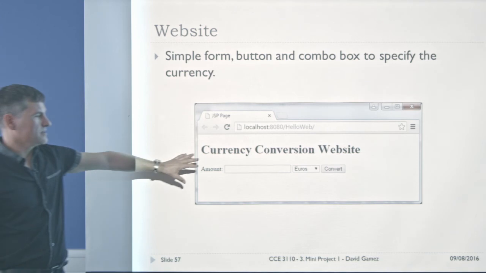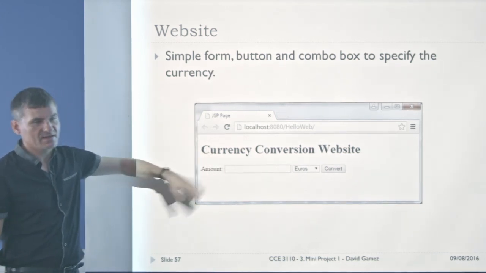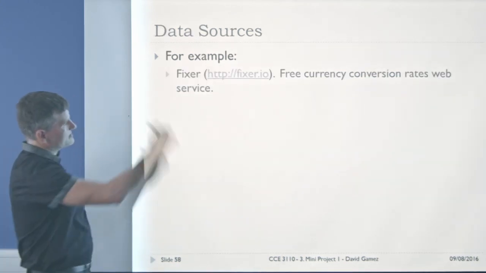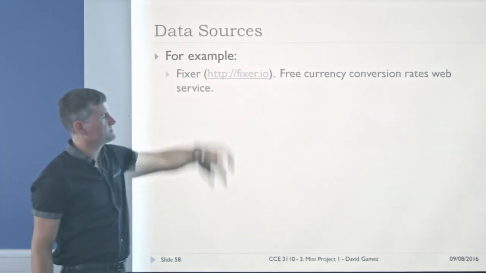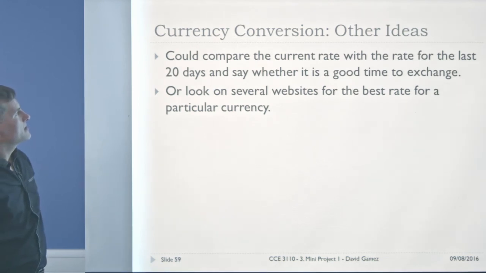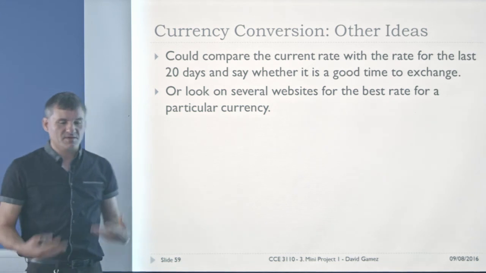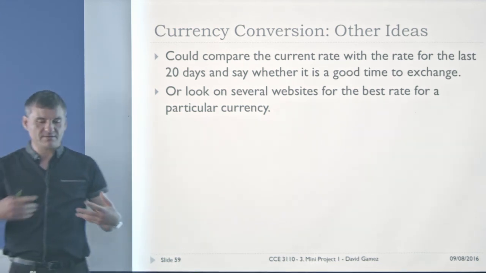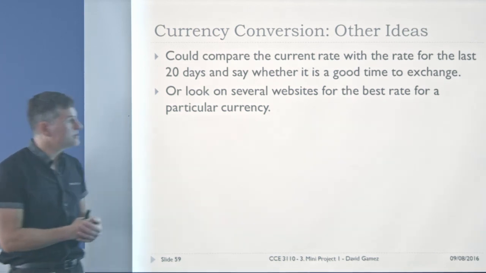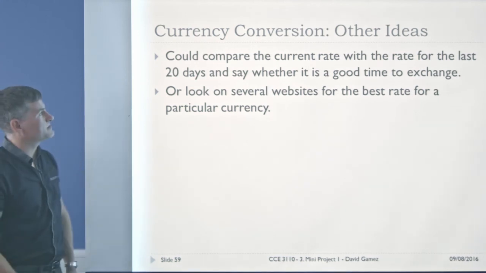So this is your 10 marks for your front end stuff, right? It doesn't have to be fancy. You add some more stuff, you get another 5 marks. And I found a nice web service that does all these currency conversion rates, and I'll say a little bit more about that in the talk on web scraping. And again, you could add some more things to this. You could compare the current rate to the last, you could tell the user whether it was a good time or a bad time, convert the currency based on the rate for the last 20 days, say. Or you could do a sort of money supermarket type thing and look for the best rate across multiple websites.